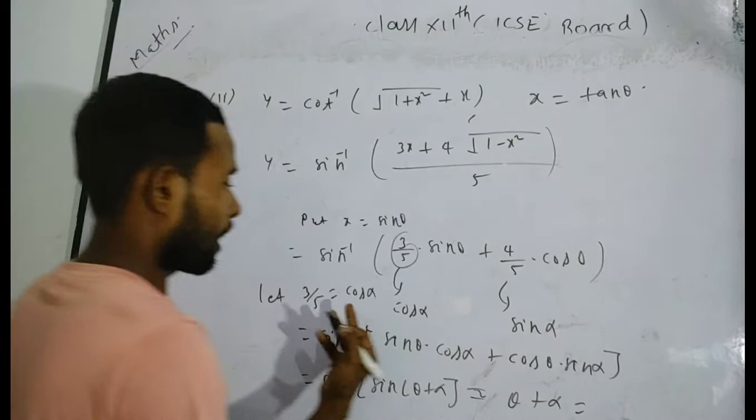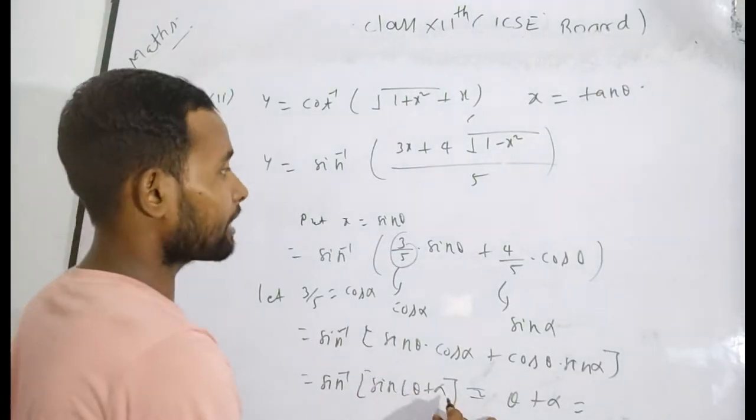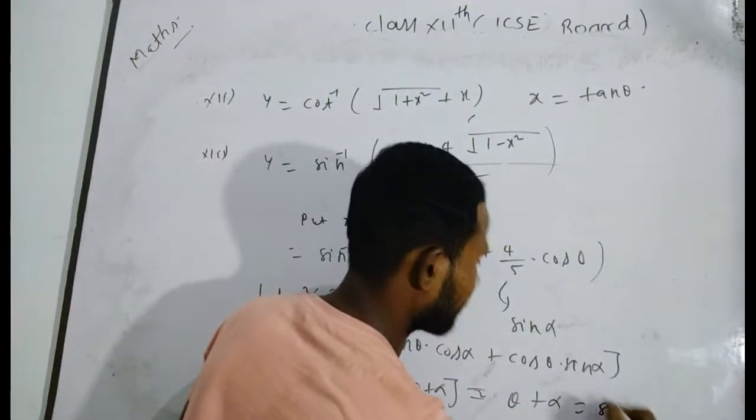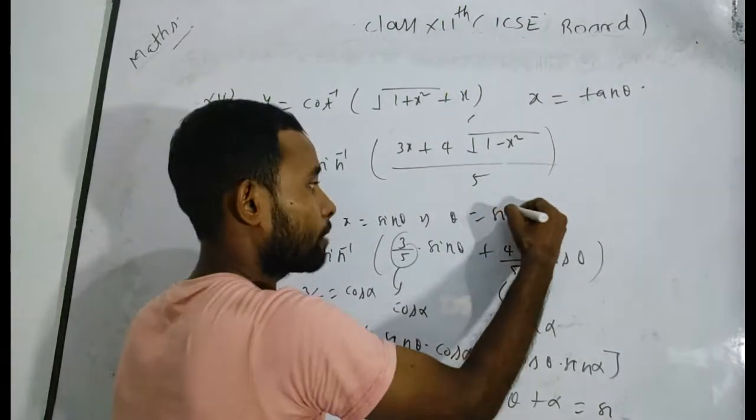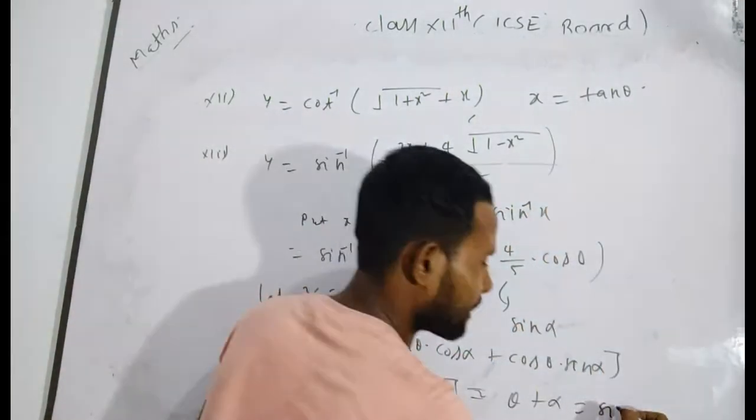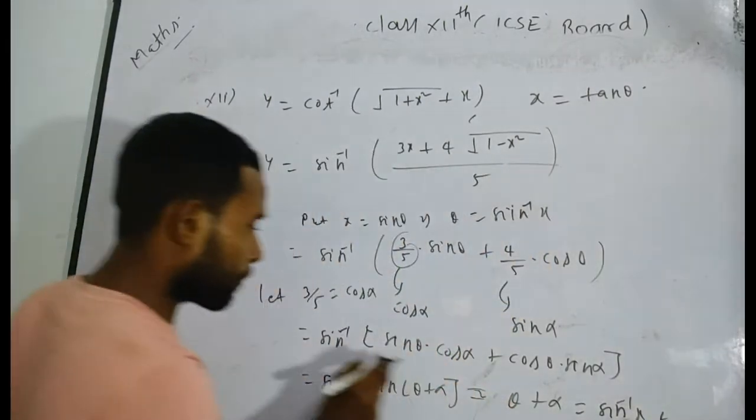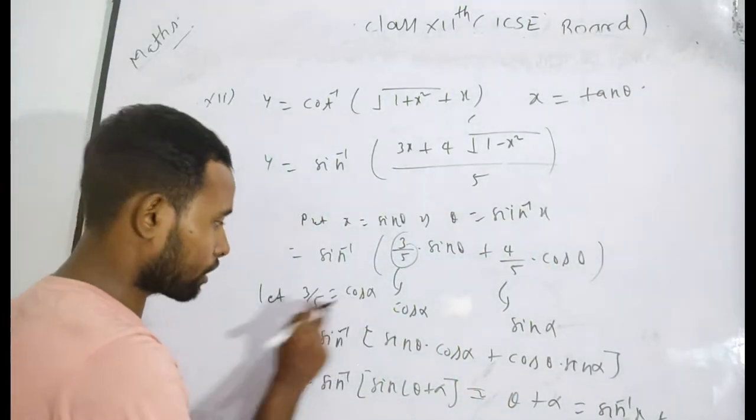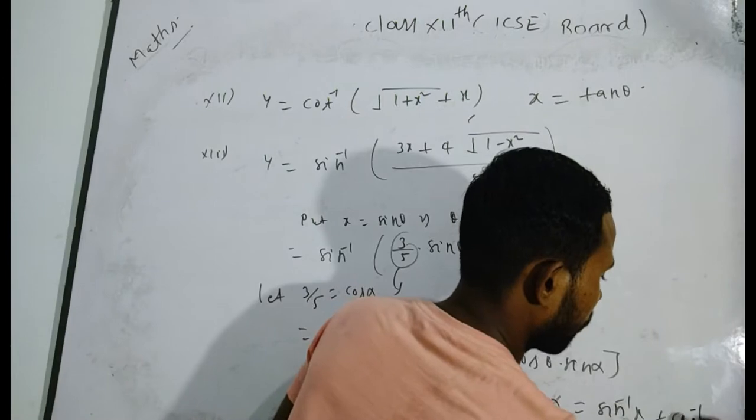As you know, alpha is equal to what? Firstly, see here theta. Sin theta is equal to x, so theta is equal to sin inverse x. So firstly take sin inverse x, plus the value of alpha. The value of alpha will be cos inverse 3/5. Right here, cos inverse 3/5.